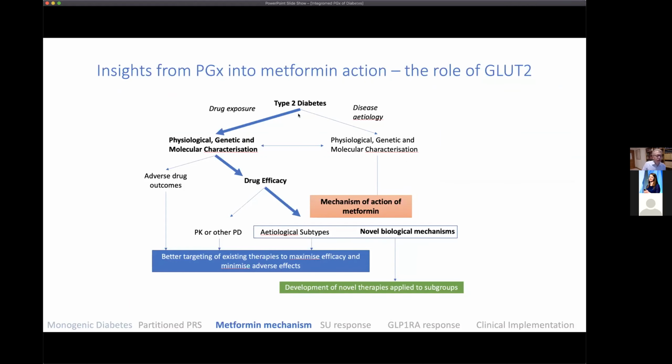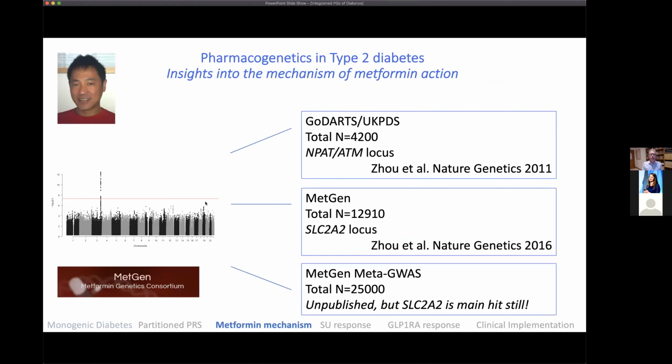So I'm going to move away from etiology now and look at our traditional genetic determinants of response to drug treatment. And I'm going to focus initially on metformin. So we have now done GWAS on relatively large populations, and we're about 25,000 patients who we've now undertaken a meta-GWAS on as part of the Metformin Genetics Consortium. And this is the Manhattan plot for that GWAS, and you can see there is one signal that rises up high above everything else, and this signal is at this locus that includes the GLUT2 gene, or SLC2A2.